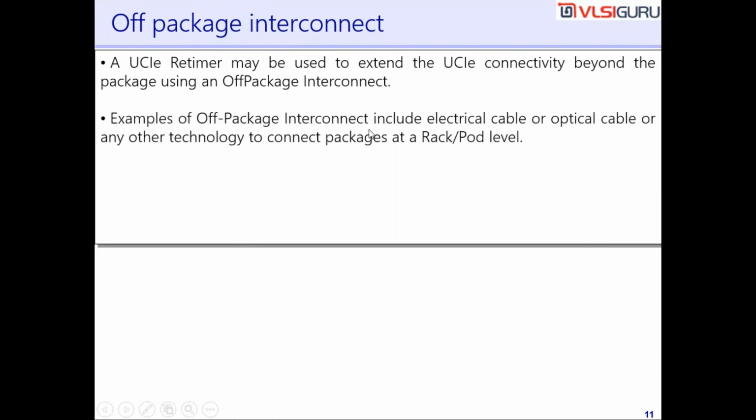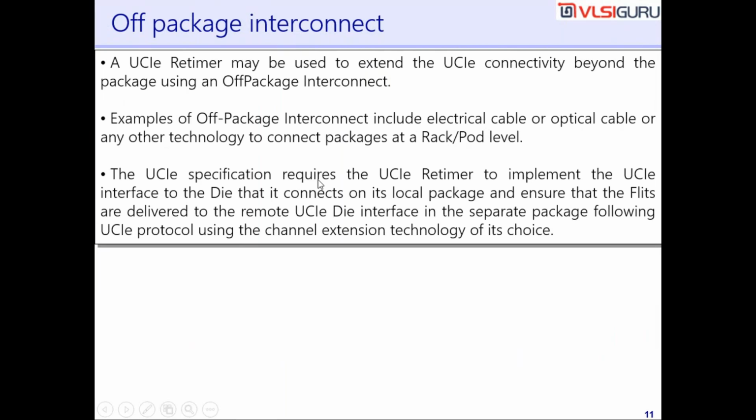Examples of off package interconnect include electrical cable or optical cable. You can even use optical cable or any other technology to connect the packages at rack and pod level. The UCI specification requires the retimer to implement the UCI interface to the die that it connects on its local package, and ensure that flits are delivered to the remote UCI die interface on a separate package following the UCI protocol, using channel extension technology of its choice. So there is a specific requirement that needs to be followed when you are doing off package interconnects.